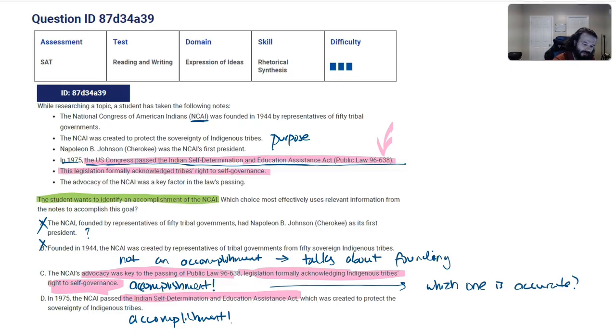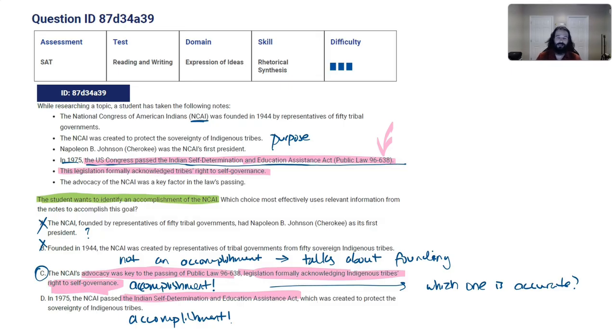And so that little subtle difference of who passed the act or whether they helped to pass the act through advocacy is what makes C the correct answer and not D. These questions take a little bit of time to get used to. I just want to be very, very careful here to make sure that we don't just automatically assume that the first one we see that answers the prompt is correct. That's going to be the case a lot.